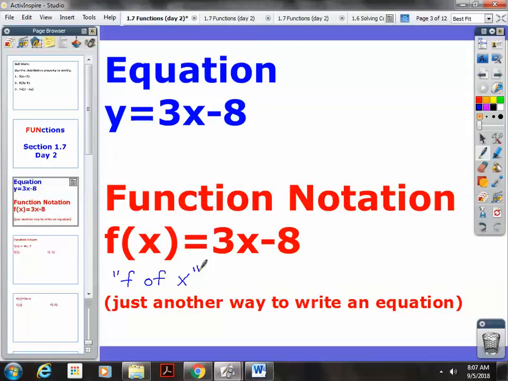We will use functions forever in your math career. We will use these a lot in Algebra 1 and Algebra 2. We use them in college algebra, trig, pre-calc, calculus, everything. You're going to use them forever. So get used to seeing function notation, something we will use often.